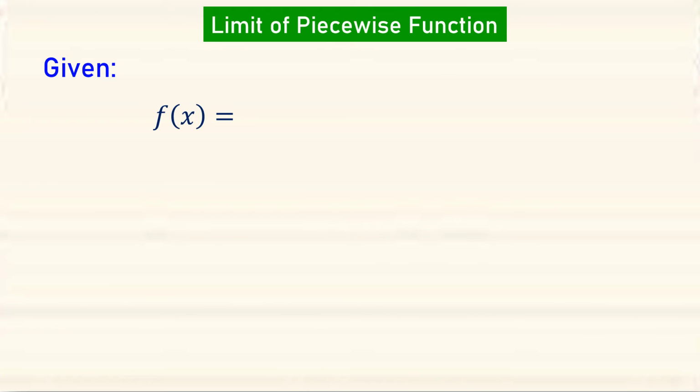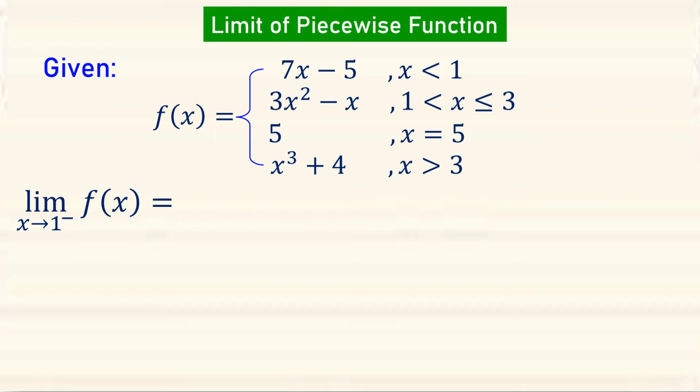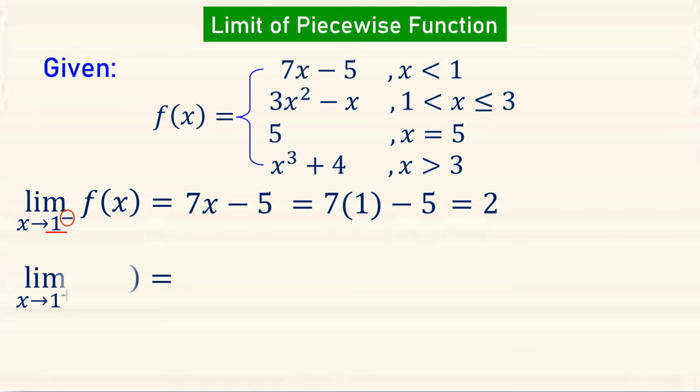Now let us have another piecewise function. In here, we are going to determine the limit of f of x as x approaches 1 from the left. So take a look at 1 and from the left. So we are going to have x less than 1, and we are going to use 7x minus 5. In here, we are going to substitute the value of x. So 7 minus 5 is equal to 2.